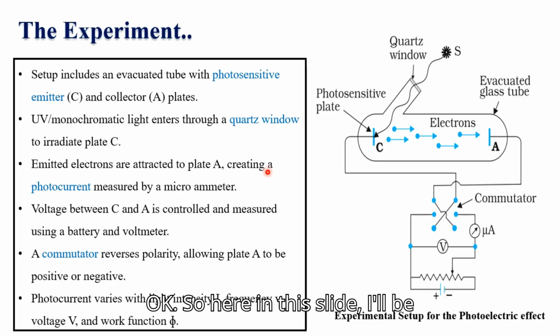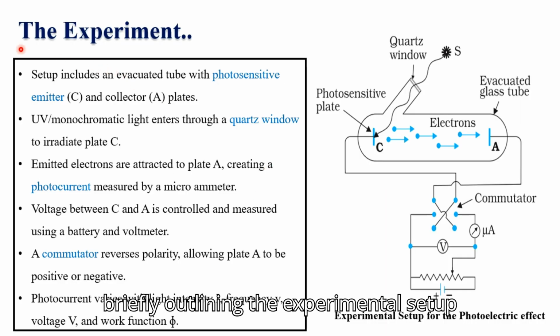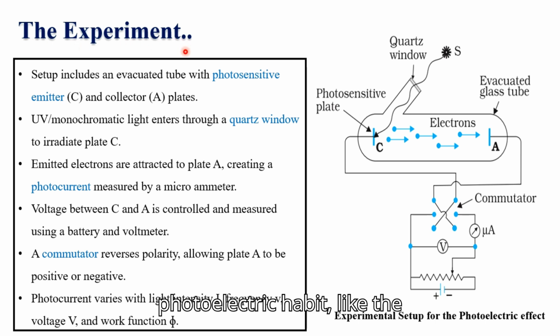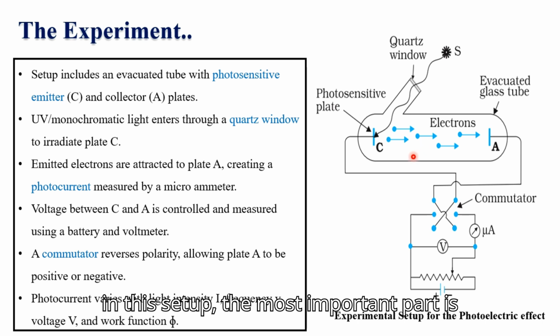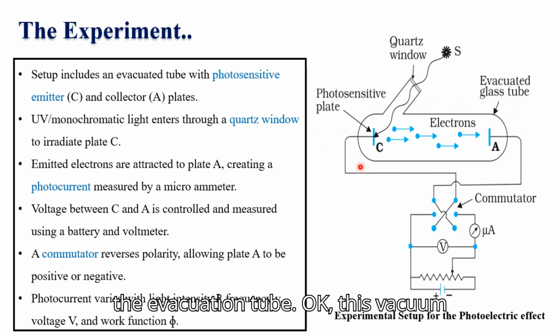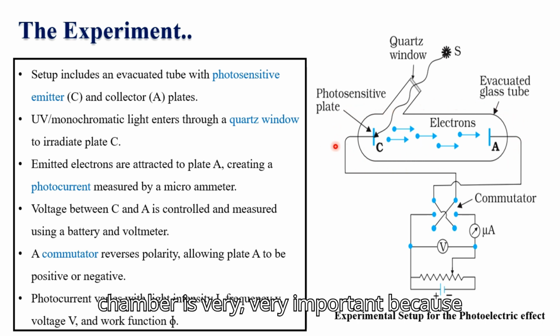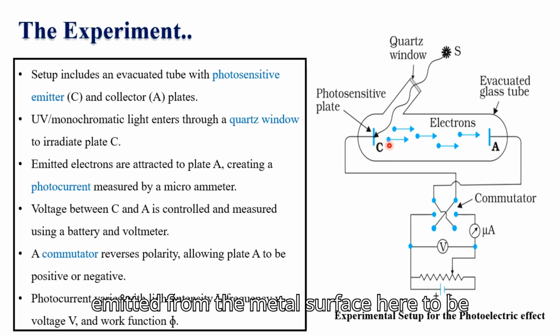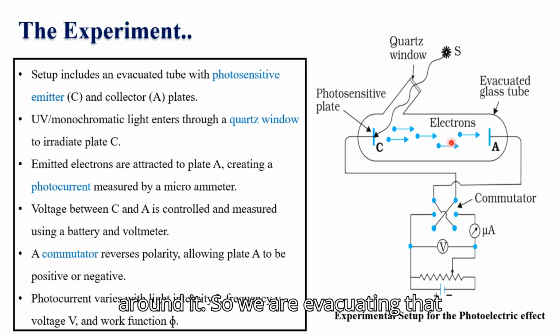Here in this slide, I'll be briefly outlining the experimental setup that Philipp Lenard used to explain the photoelectric effect, like the experimental findings. In this setup, the most important part is the evacuated tube. This vacuum chamber is very important because we don't want the electrons emitted from the metal surface to interact with the gas particles around it. So we are evacuating that tube, so we have a free pathway for the electrons to reach from plate C to plate A.